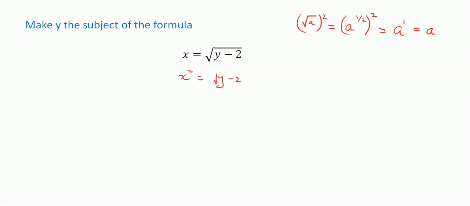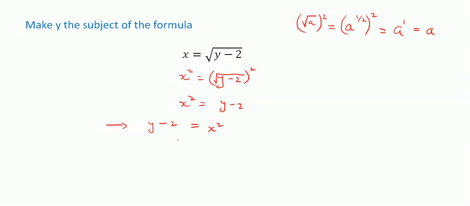Okay, so let me just put this so you understand what I'm doing here. I'm squaring both sides of the equation, so this becomes x squared is equal to y minus 2. And we want to make y the subject of the formula. At this point, you can just write y minus 2 is equal to x squared. All I've done is basically rewrite the equation, because we know x squared is y minus 2. Therefore we can say y minus 2 is equal to x squared.